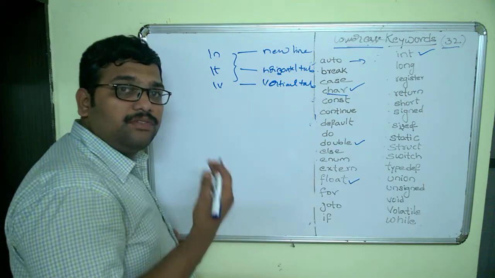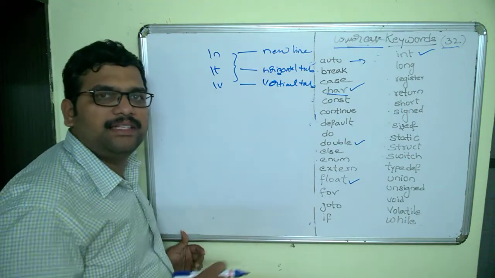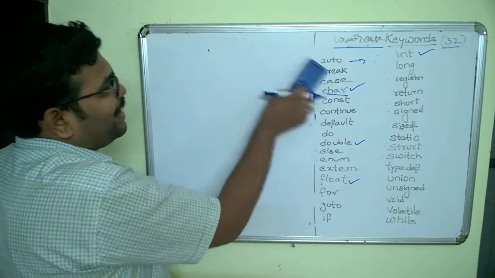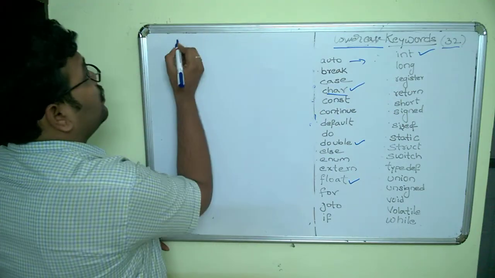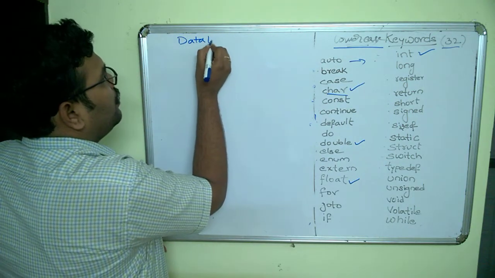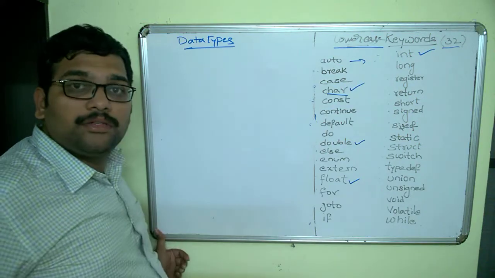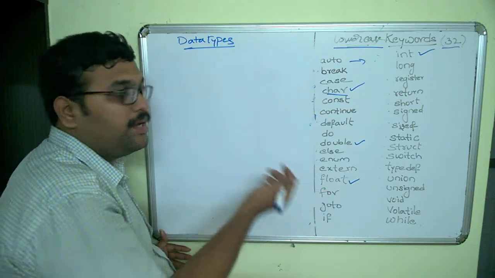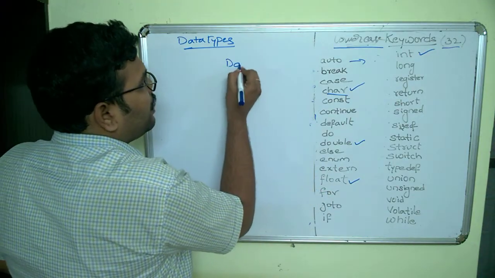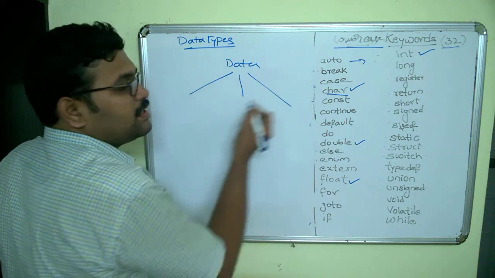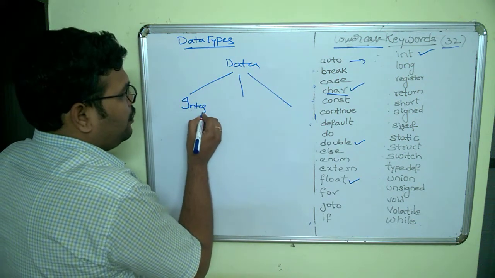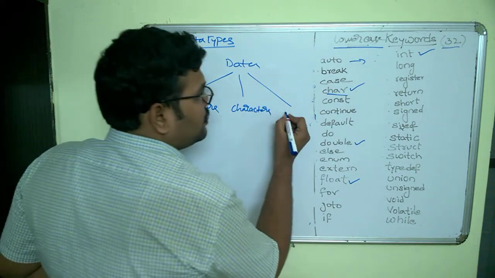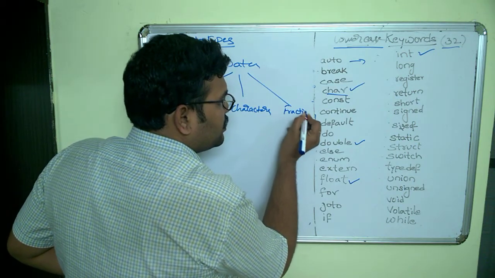So in the previous session we have seen all these three by using a simple example, and in today's session let us have a look at the data types. In the earlier session we have seen the different categories of data. So the data can be classified into three categories. One is integers, another one is characters, another one is fractional numbers.